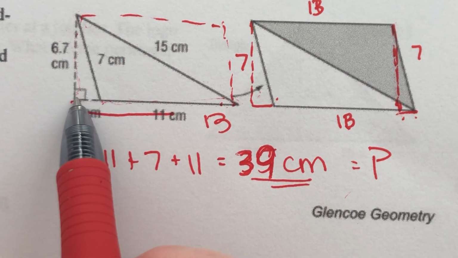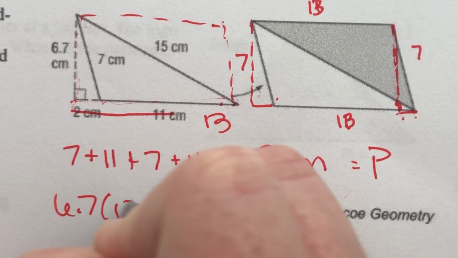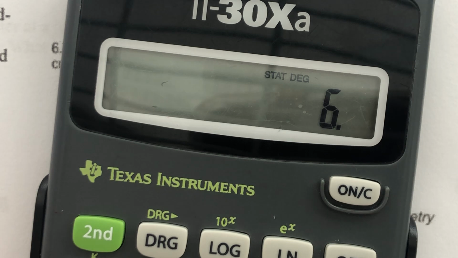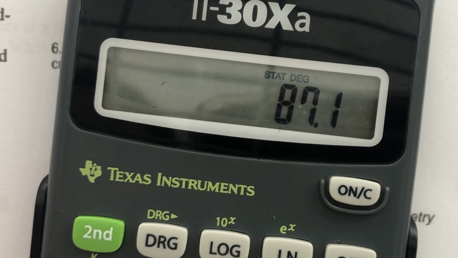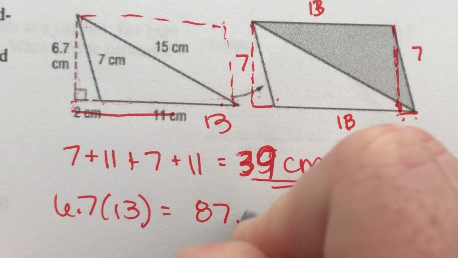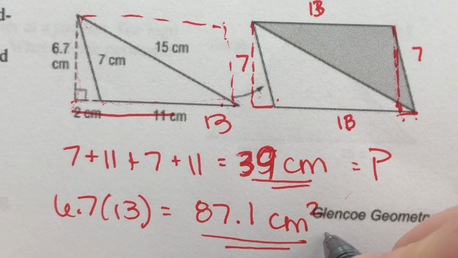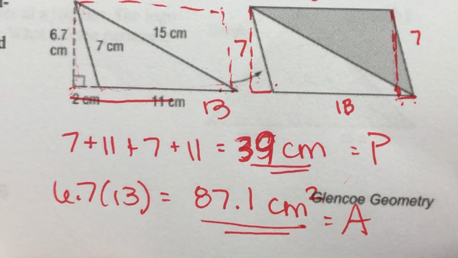So the height is 6.7, the base is 13, so we're going to multiply 6.7 times 13. And I get about 87.1. 87.1, and that's centimeters squared. That's my area. Okay, I hope that made sense.